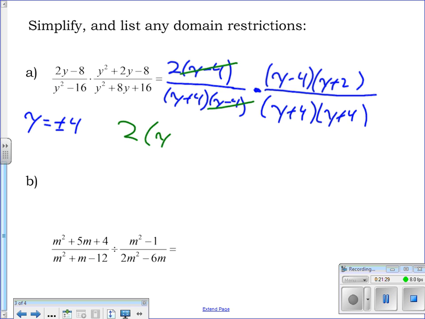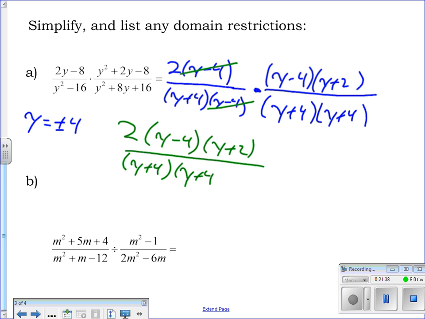2 times y minus 4 times y plus 2 all over y plus 4 times y plus 4 times y plus 4. Please, dear Lord, do not try to multiply that all out.